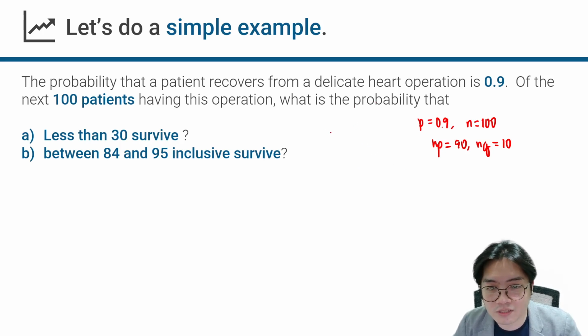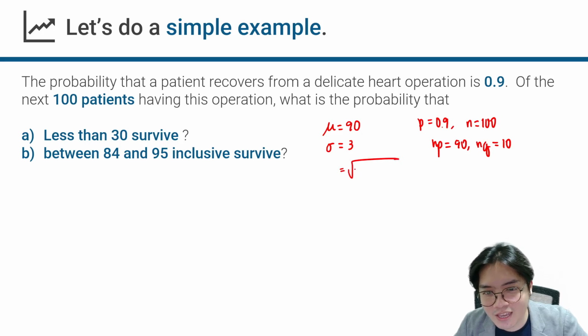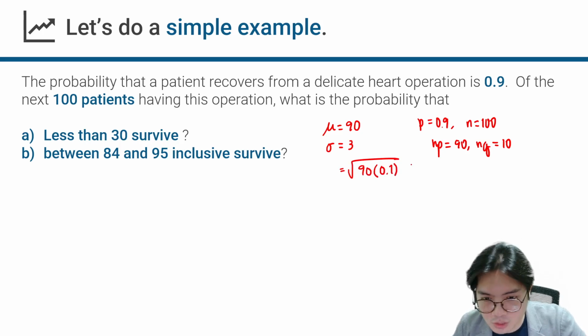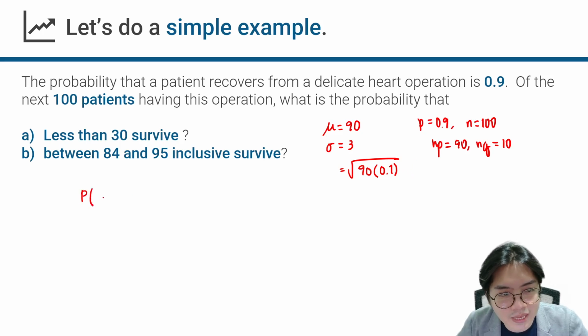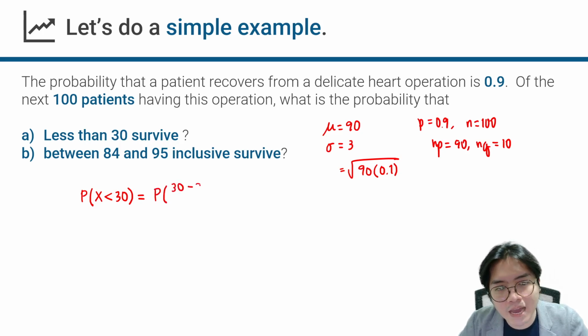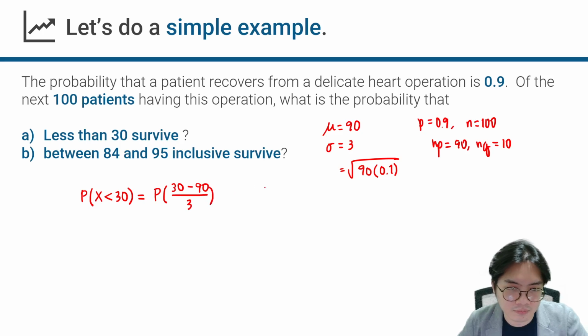The normal distribution in this case has a mean of, of course, 90 and a standard deviation of the square root of NPQ. So that's 90 times Q, which is 0.1, which is 9. The square root of 9 is 3. There you go. Less than 30 survive. In this case, we just need P of X less than 30, so this is going to be P of Z less than 30 minus 90 over 3.